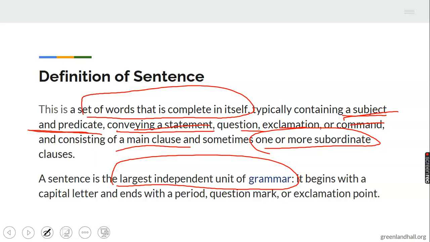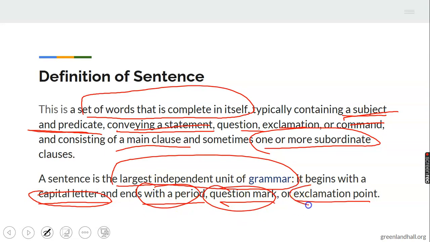And like you have it here, capital letter. A sentence must start with a capital letter, end with a period, that is a full stop, a question mark, or an exclamation mark. That is, anything that starts with this, ends with either this, or this, or this, is a what? Is a sentence.